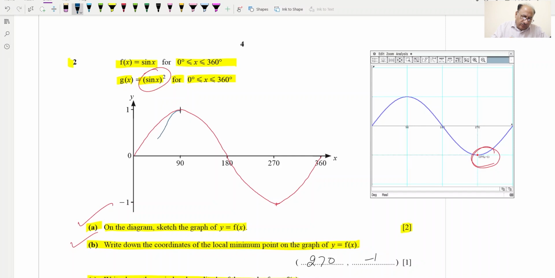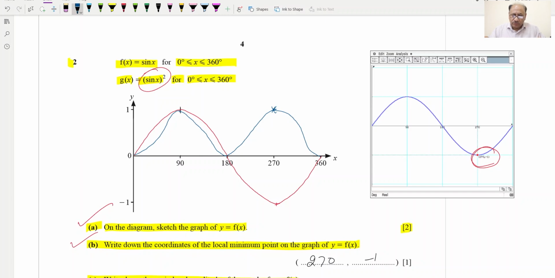It will be like this one, and from here also we can sketch like this, and from 180 to 270 it will be roughly like this point, and this will be moving to this one, and from 360 also it will be running like this. So roughly this is the sketch which we have basically drawn.